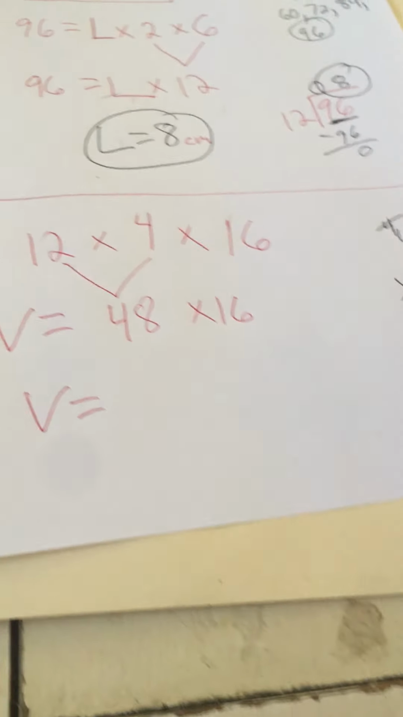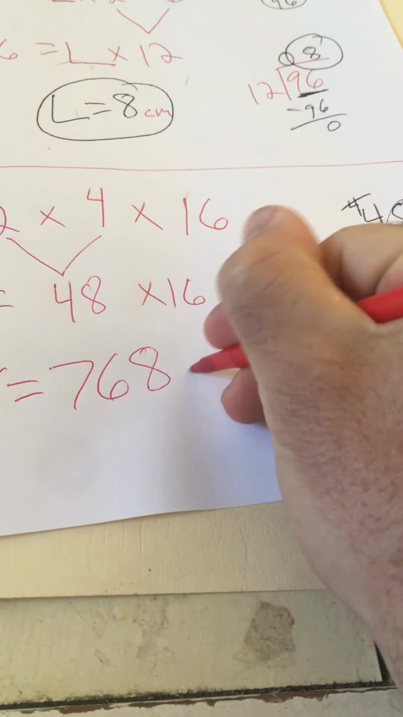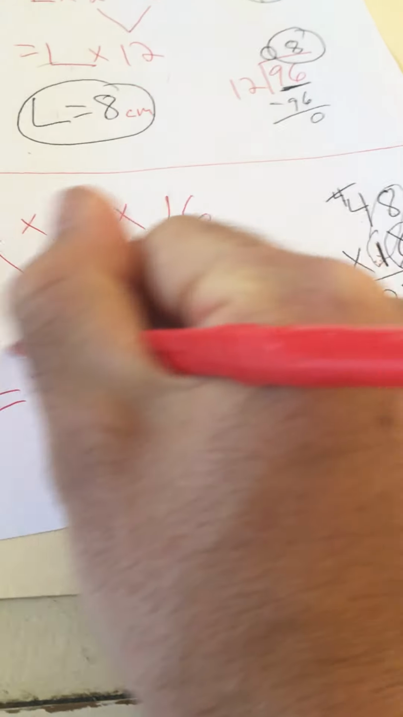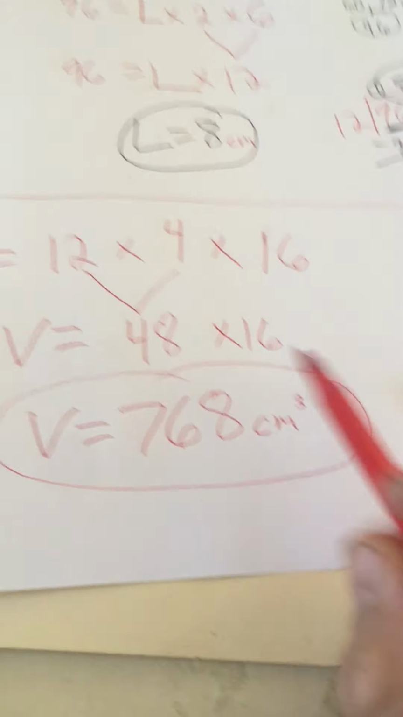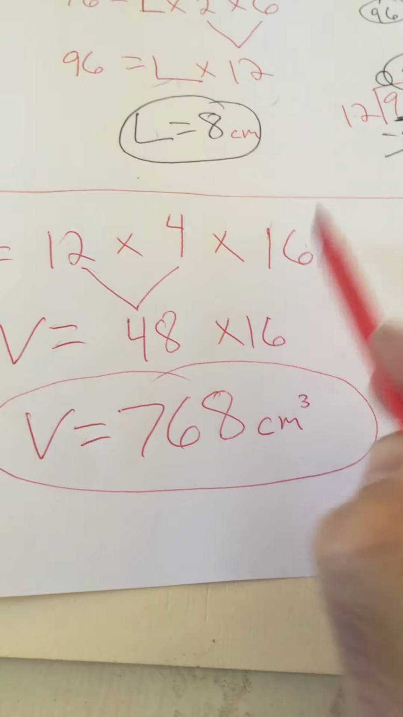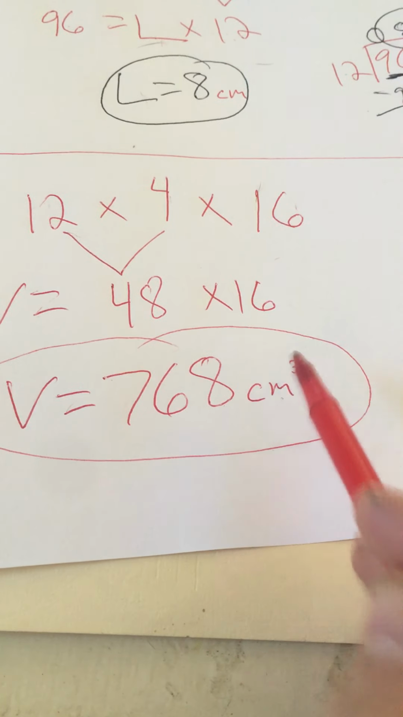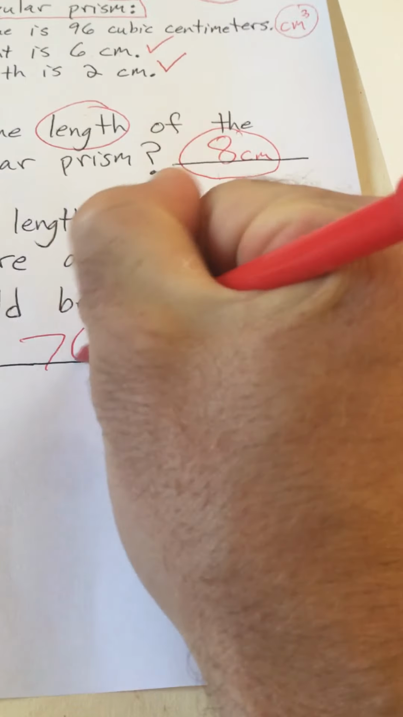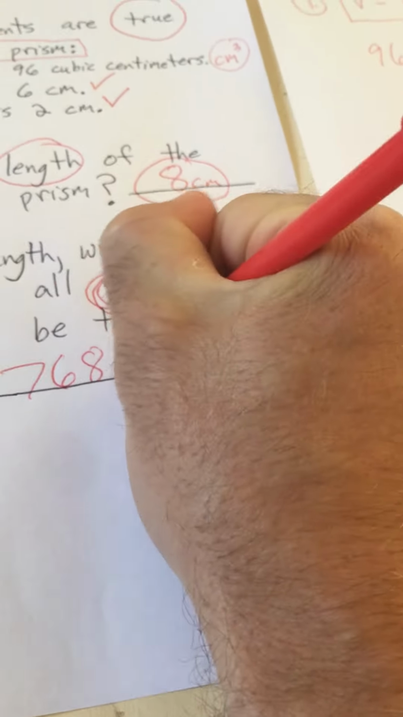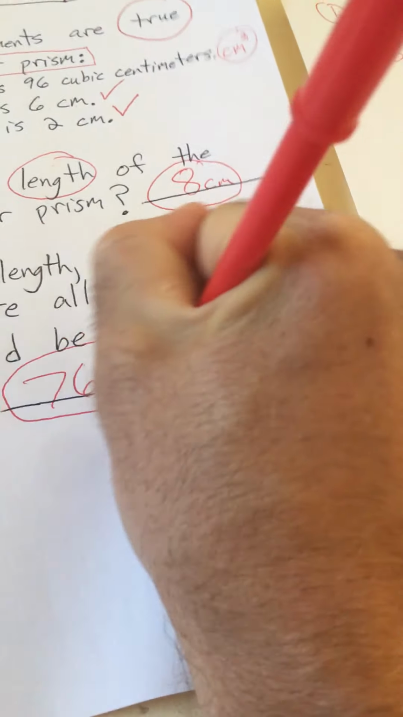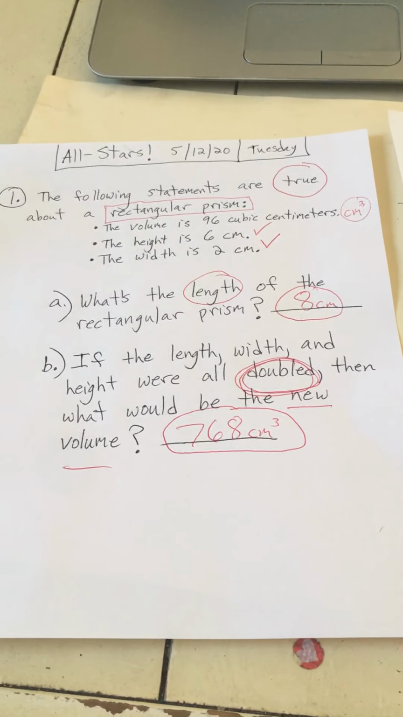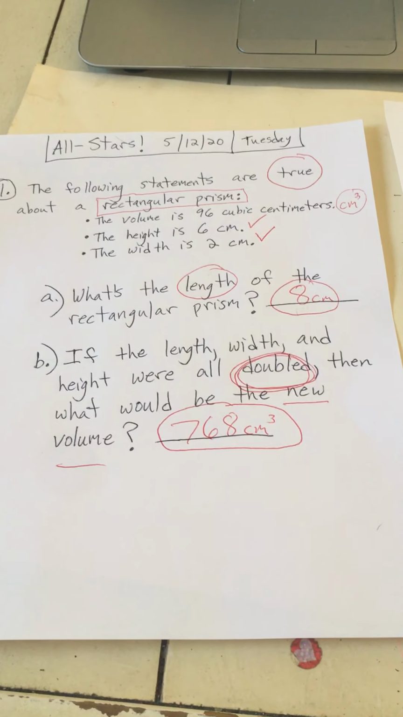And the new volume is 768 centimeters cubed, or cubic centimeters, because we did length times width times height, or centimeters times centimeters times centimeters gives us centimeters to the third power, or centimeters cubed. So the answer is 768 centimeters cubed would be our new volume if we doubled all of the length, width, and height. So that's it.